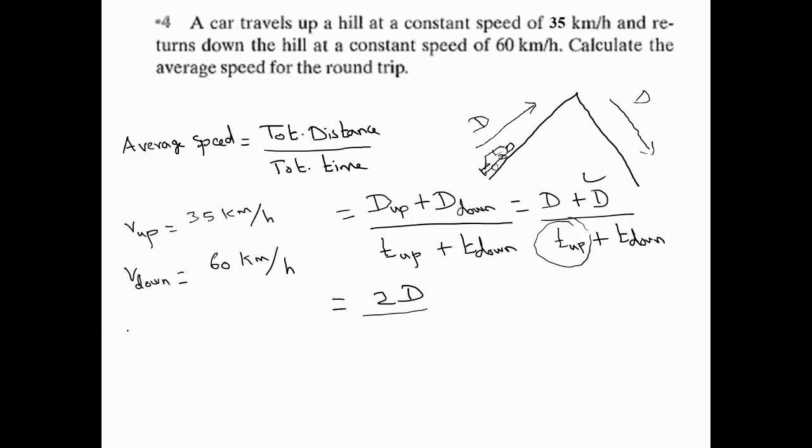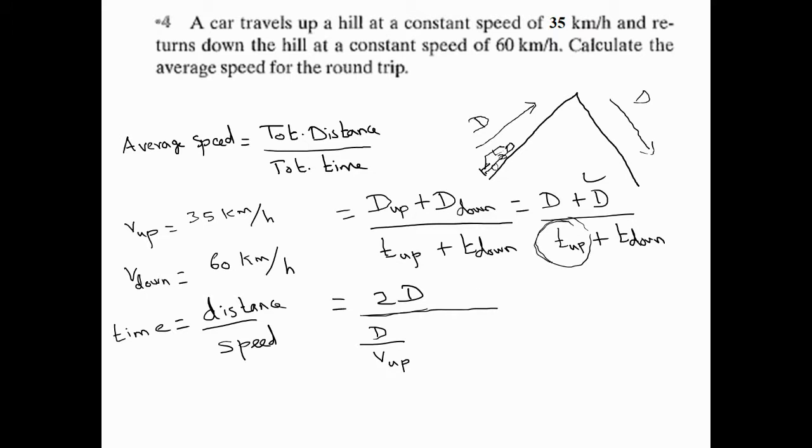Okay. So we know the speed is equal to distance over time. Therefore, time is equal to distance over speed. Am I right? Okay. In this place, for this time, how can I write? I can write distance divided by speed up. Am I right?